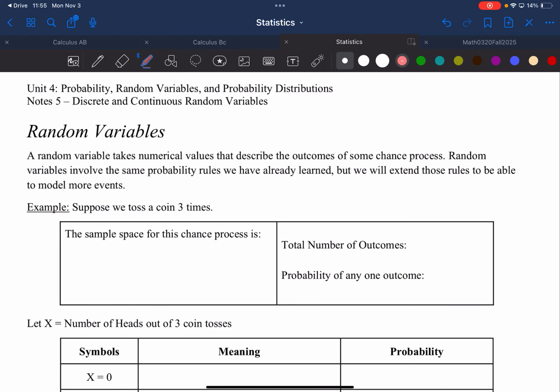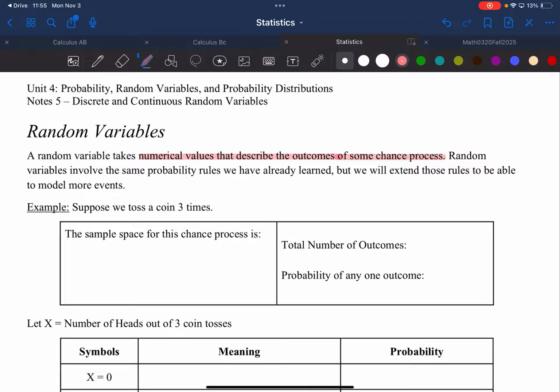So it says a random variable takes numerical values that describe the outcomes of some chance process. Very important, when we're talking about random variables, we're talking about numerical values, not categorical values. Random variables involve the same probability rules. So the ones that we learned in the first half of the unit, we're still using all those same formulas, but we're going to extend them to be able to use them for more events.